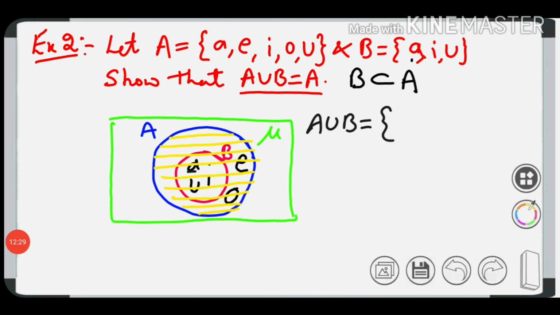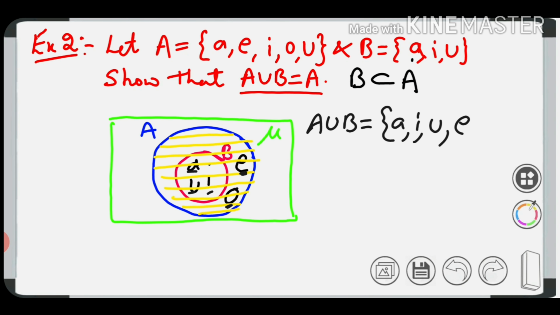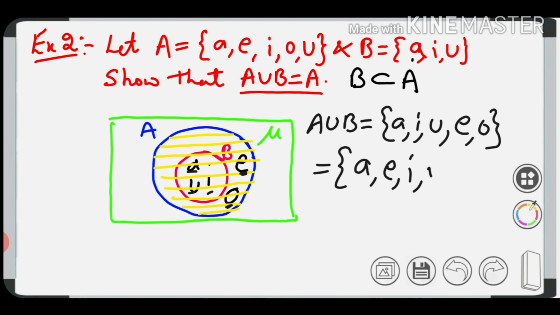So it gives us the set. First A, I, U. After that, the remaining elements in A, E comma O. Arrange them in order. We get A, E, I, O, U. So that means we get capital A.